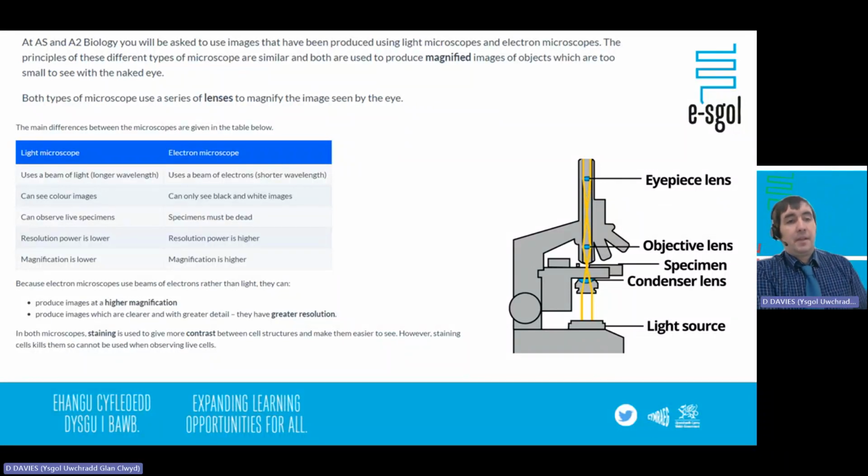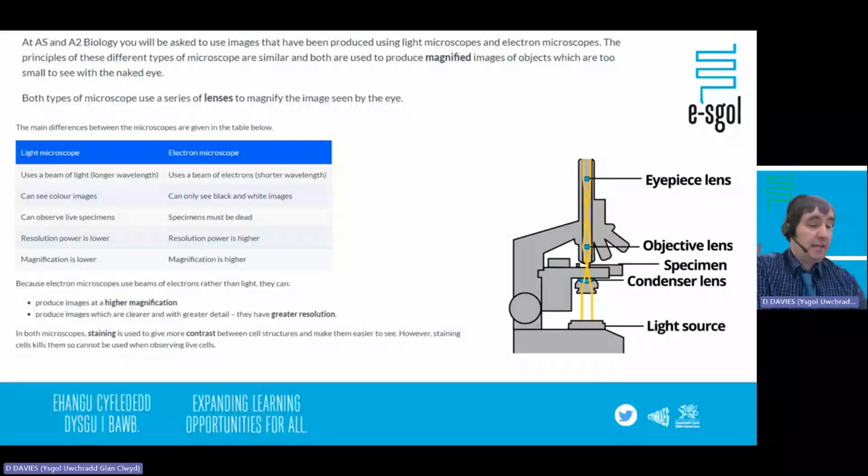So at AS you will be asked to use images that have been produced using light microscopes and electron microscopes. So we need to do a little bit about the differences between these now. Both types of microscope use a series of lenses to magnify the image seen by the eye. They are not under any circumstances to be called telescopes. Nothing annoys a marker more than a microscope being called a telescope. So the lens will magnify the image. The actual cell under the microscope isn't any bigger, but what you see with your eye is bigger. So it magnifies, makes that image bigger.